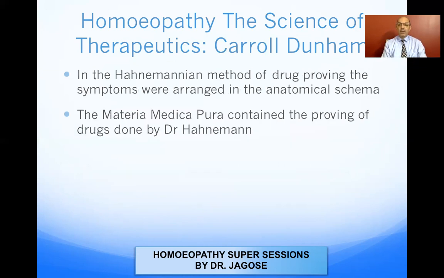In the Hahnemannian method of drug proving, the symptoms were arranged in the anatomical schema. As you all know, when Hahnemann proved the drug, all the symptoms were written down as and when they came. Later on, Hahnemann followed the anatomical schema, that is from head to toe. The Materia Medica Pura contained the provings of drugs done by Dr. Hahnemann, in which the pure effects of the drug which were seen were recorded. That is why it is known as the Pura, Pura meaning pure, Materia Medica Pura.